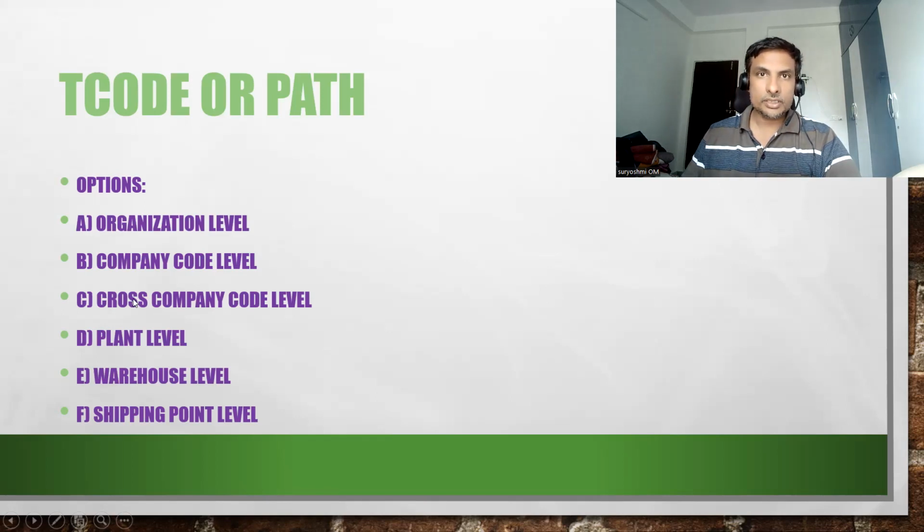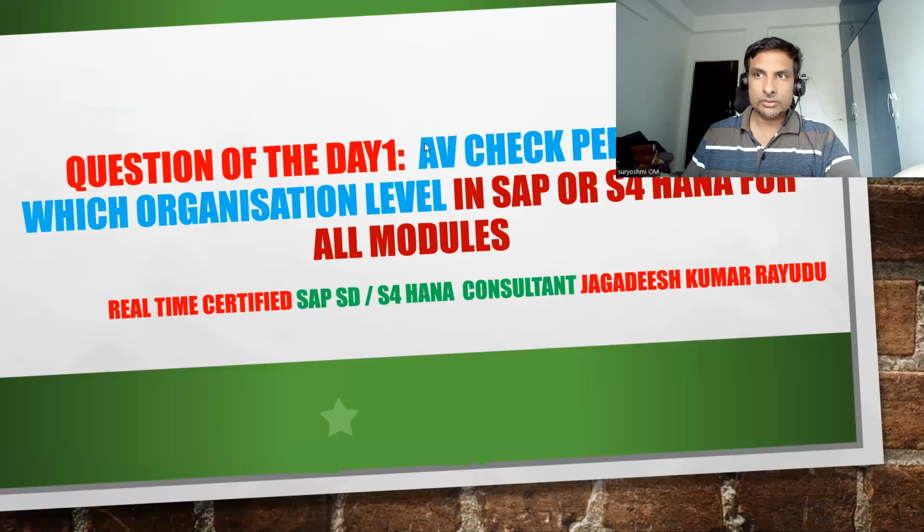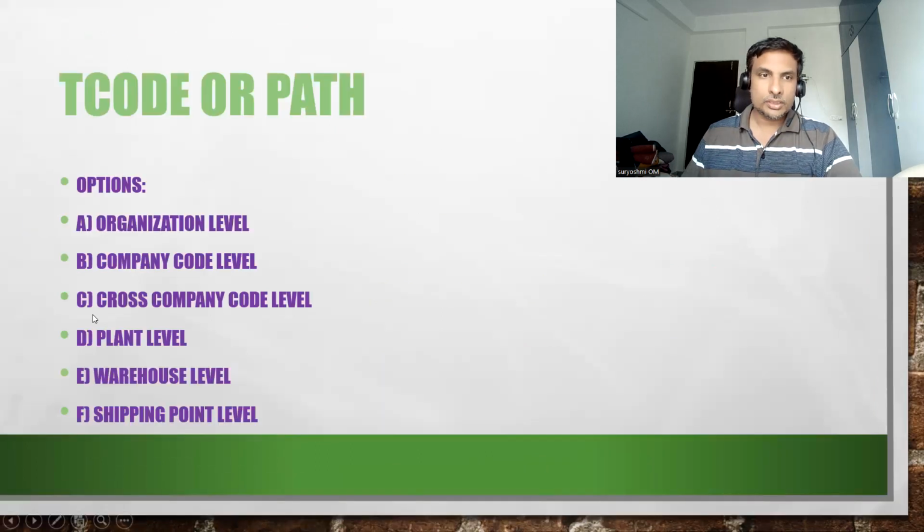Next one is cross company code level, which is a wrong answer. Plant level, either MMBE or MB1C, for that matter, stock is maintained at plant level. Warehouse number is again a wrong answer. So your shipping point, all these are wrong answers. The correct answer is plant level.